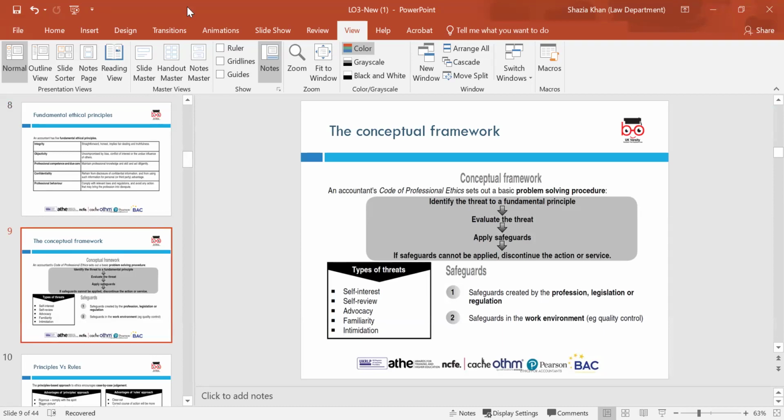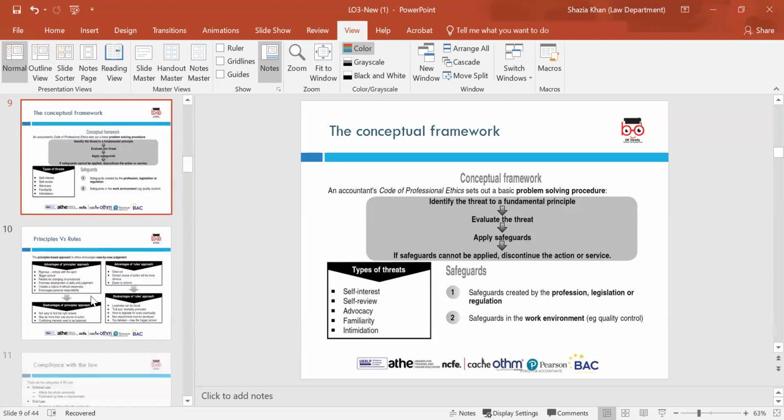The conceptual framework, so an accountant's code of professional ethics sets out basic problem-solving procedures. So they have to identify threats to a fundamental principle, evaluate the threat, apply safeguards. If safeguards cannot be applied, discontinue the action or service. Safeguards created by professional legislation that we must follow, and safeguards in a working environment. Types of threats could be self-interest, self-review, advocacy, familiarity, or intimidation.